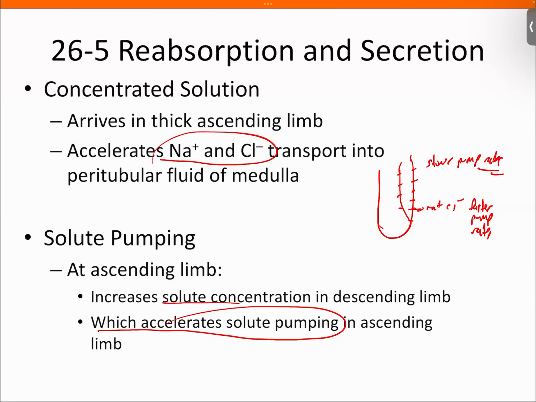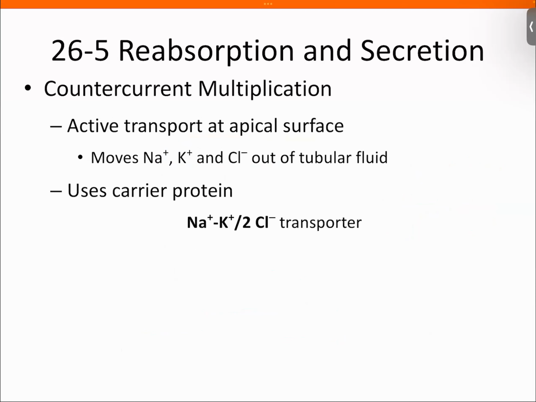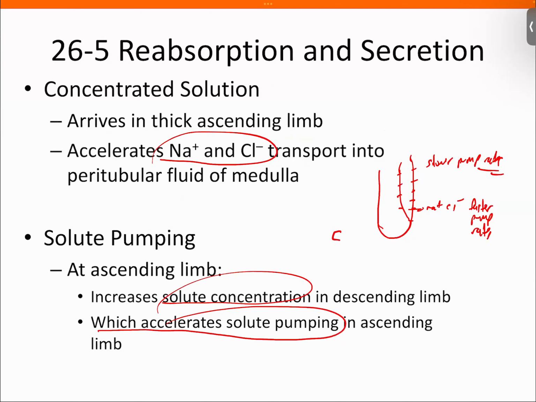Part of that is because of the solute concentration in the descending limb. That increasing solute concentration speeds up these solute pumps, and then as it becomes less and less concentrated as it goes up, it's going to slow those pumps down. So you have variable speed pumps. What does that mean? What does that give you? What that gives you is a situation where there is a high concentration of solute down here versus a lower solute concentration at the top. So it stratifies your solute concentration. We'll take a look at that here in just a second.